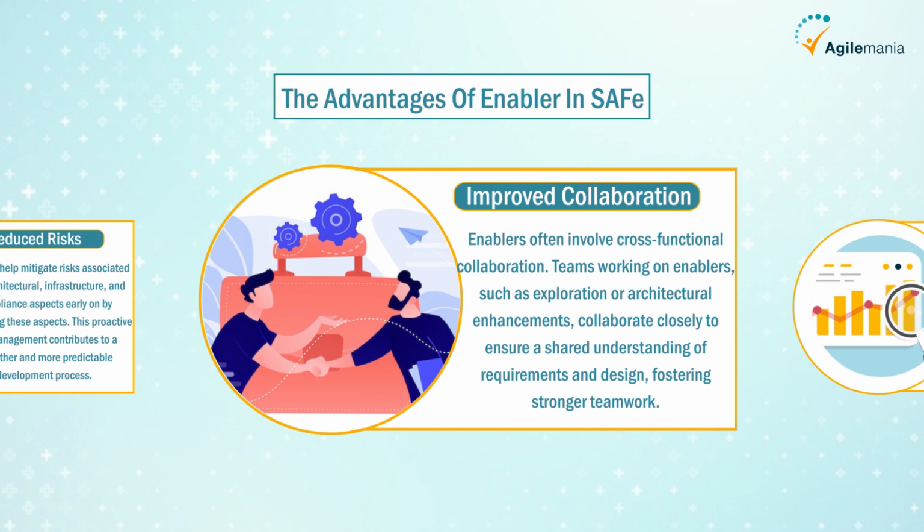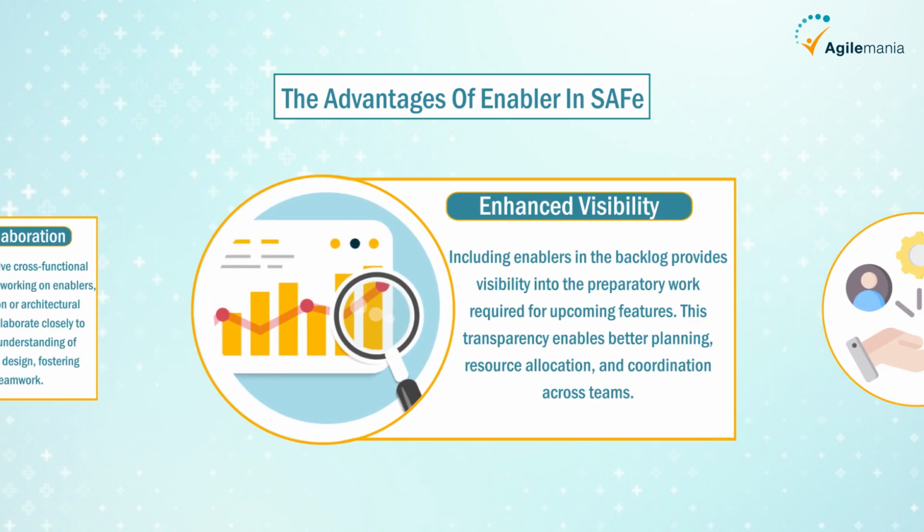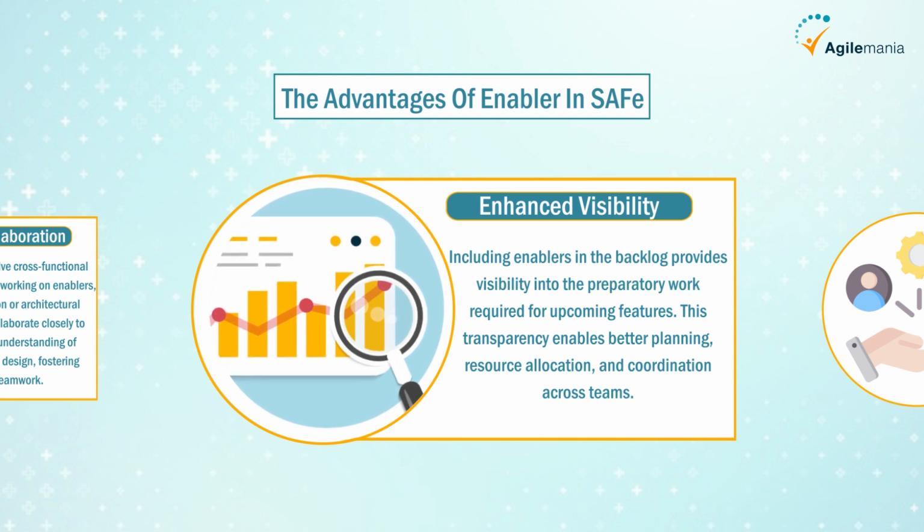Next, improved collaboration. Enablers often involve cross-functional collaboration. Teams working on enablers, such as exploration or architectural enhancements, collaborate closely to ensure a shared understanding of requirements and design, fostering stronger teamwork. Next, enhanced visibility. Including enablers in the backlog provides visibility into the preparatory work required for upcoming features. This transparency enables better planning, resource allocation, and coordination across teams.